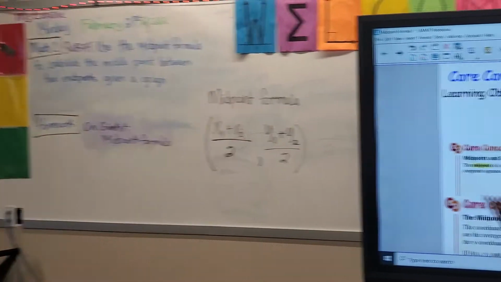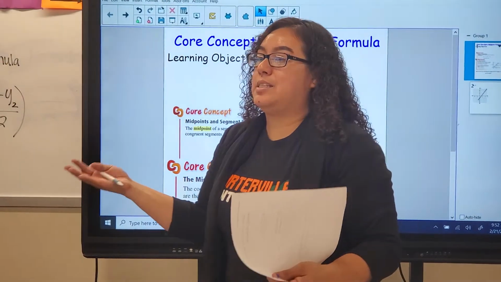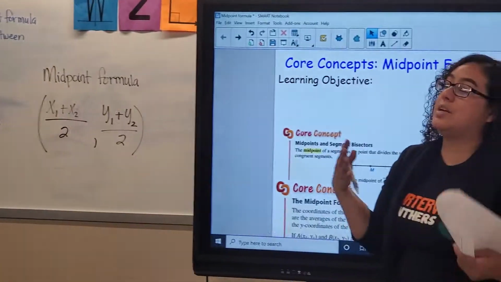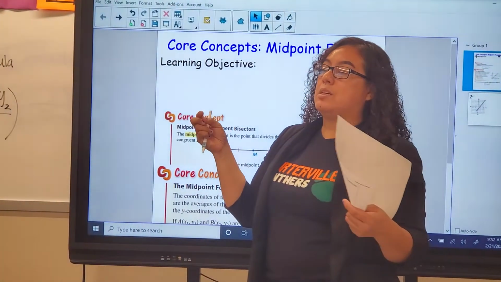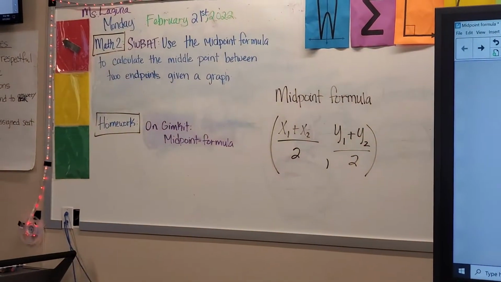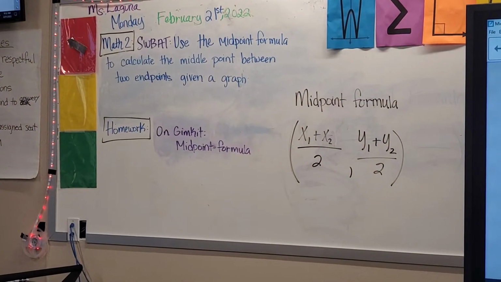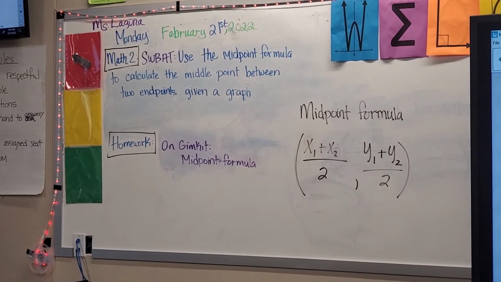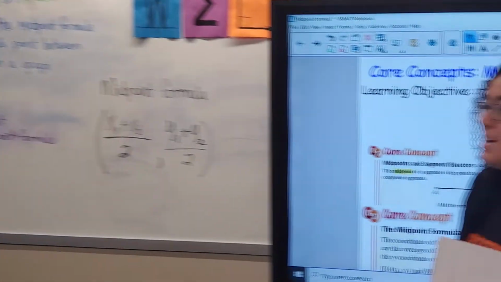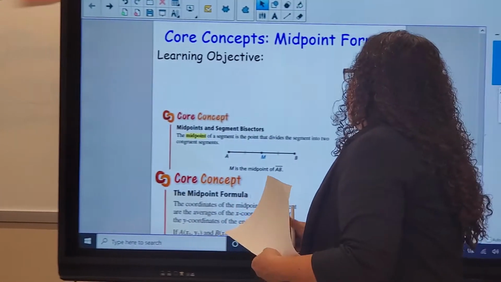given a graph. Okay, we can do a little better than that. I saw some students over here that were not saying it, so we're going to try it again until everyone does it. We're going to do a choral response, and everyone's going to tell me the learning objective. Ready? 1, 2, 3. All right, great job. Everyone said it this time.